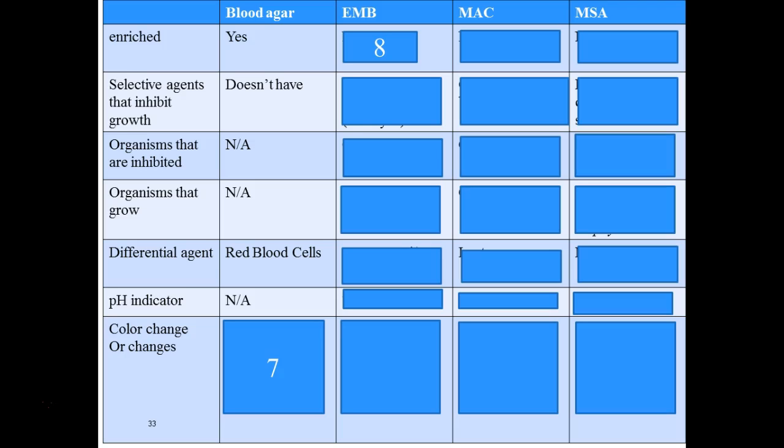So color change or changes. What are we going to see? We're going to see changes to the red blood cells, right? What are they going to do to the red blood cells that we can see?